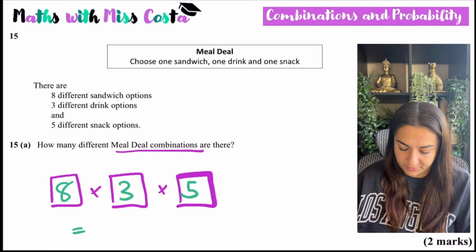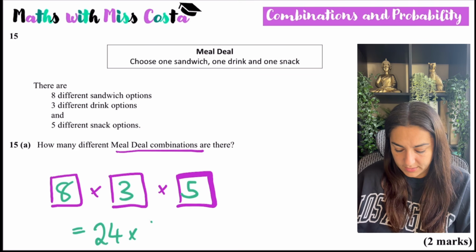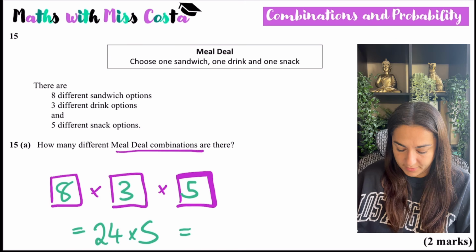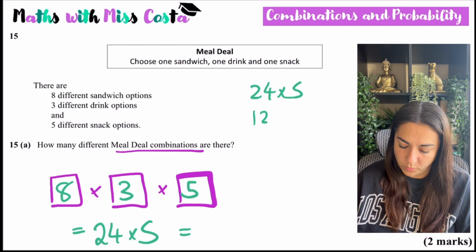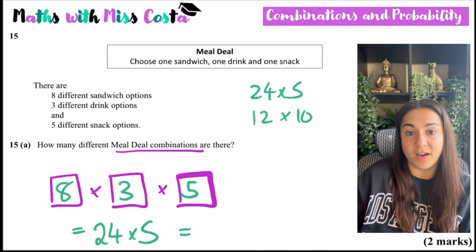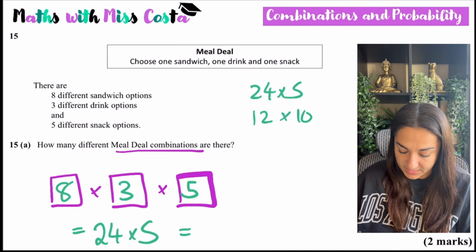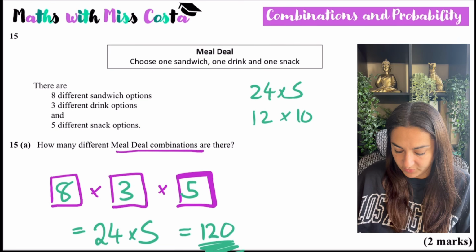So 8 times 3 is 24, and then 24 times 5, I can do the doubling and halving method, where if I double one part of the calculation and halve the other, the answer will be the same. So that's 120.